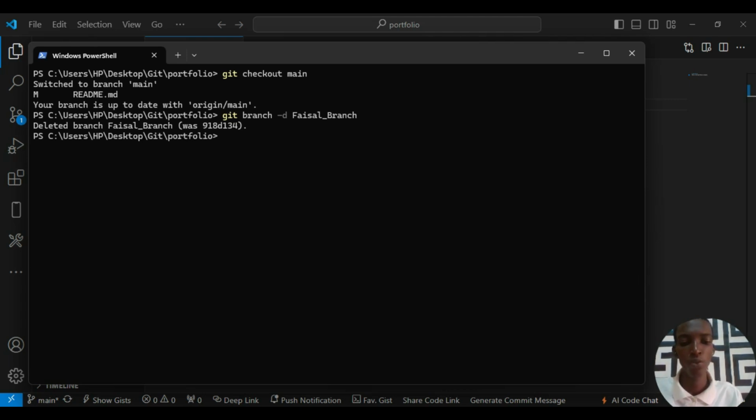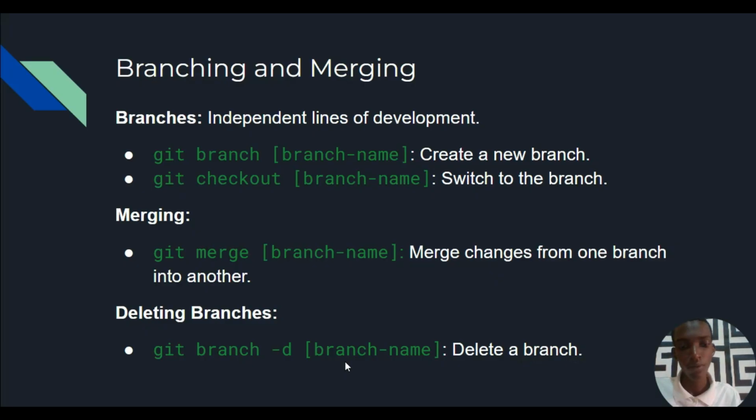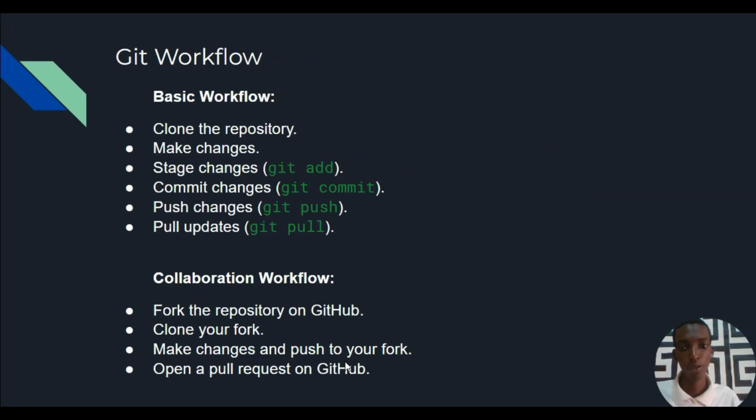So the next thing we'll be looking into is the Git workflow. For a basic workflow, the very first thing you need to do is clone the repository, where I say git clone. The next thing is to make changes. Then stage changes, where I say git add, git commit, git push, and git pull. Let me show you how to use these.